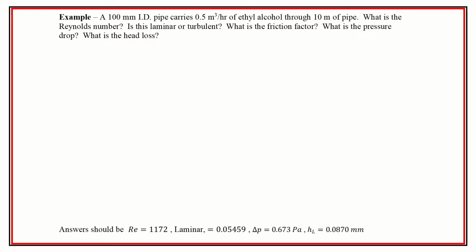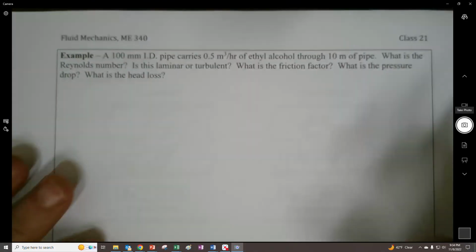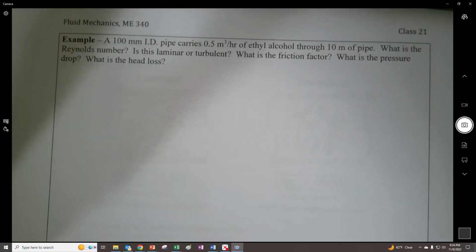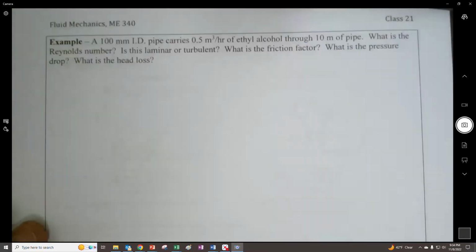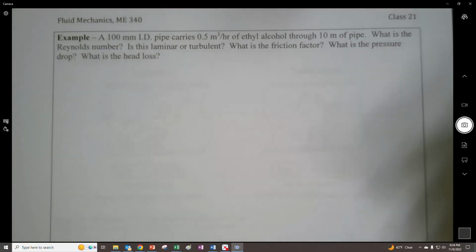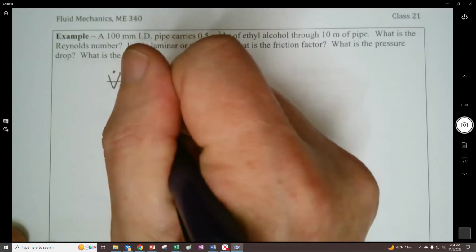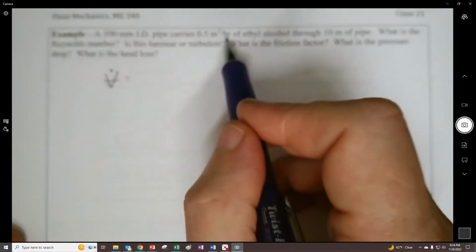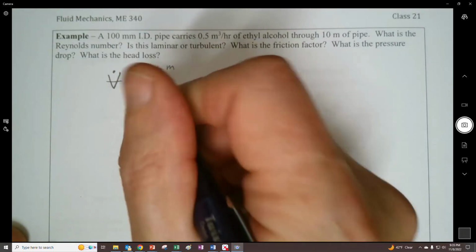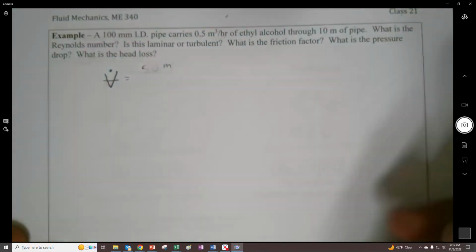Okay, so we changed it up just ever so slightly to get back to the idea that head is an important way to treat pressure drop calculations. As I did in the previous one, let's start by changing this 0.5 cubic meters per hour into per second.